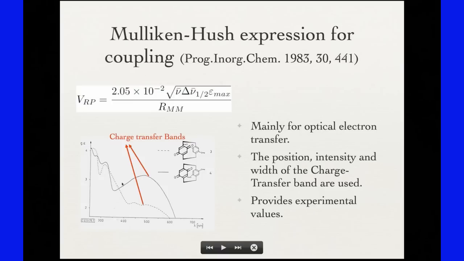Okay, so in the literature for optical electron transfer, there's a Mulliken-Hush expression, which I would call an empirical or experimental value. Why? Because they take the charge transfer band in the absorption spectrum. The charge transfer band usually is a diffuse, broad, and low intensity band in the absorption spectrum in the lowest energy area. And the height, width, and intensity of this band, if you plug into this expression, gives you the Mulliken-Hush estimate for the electronic coupling.